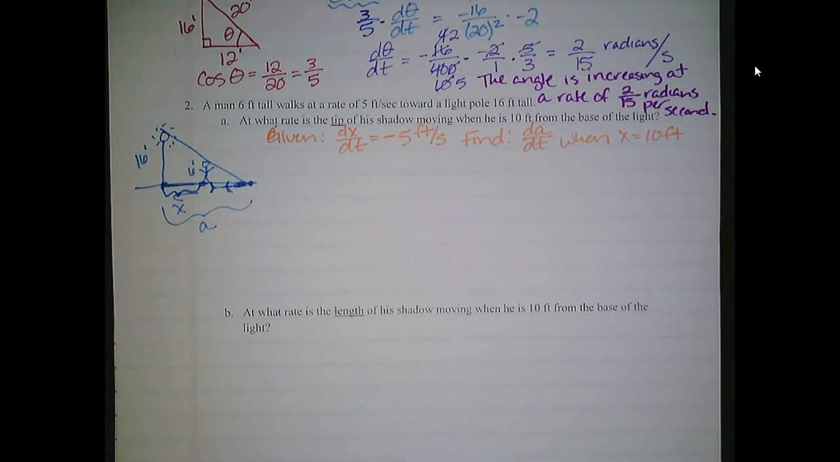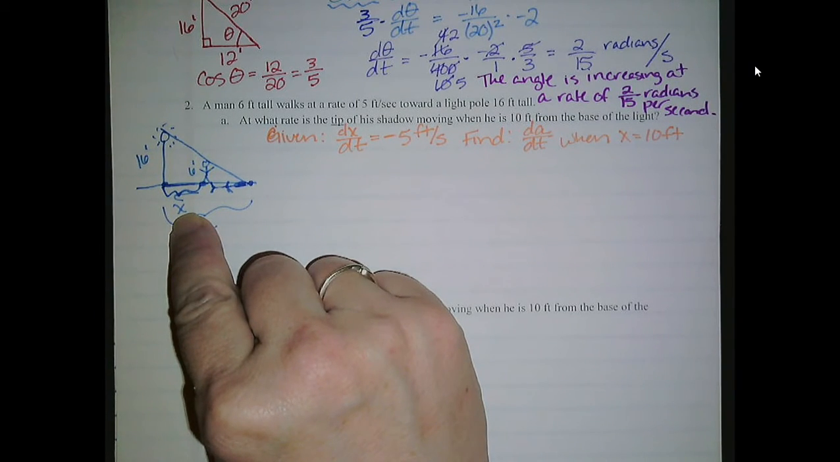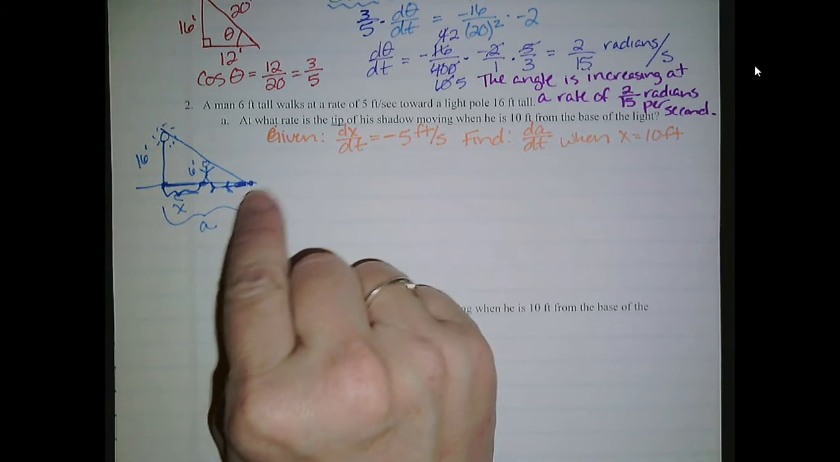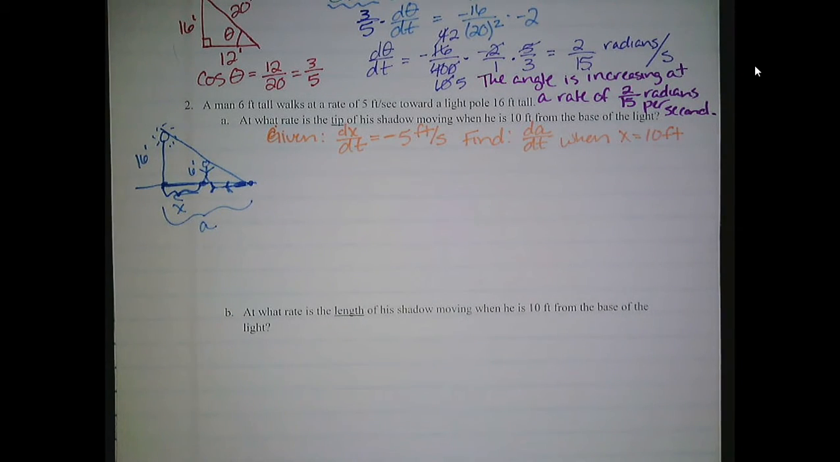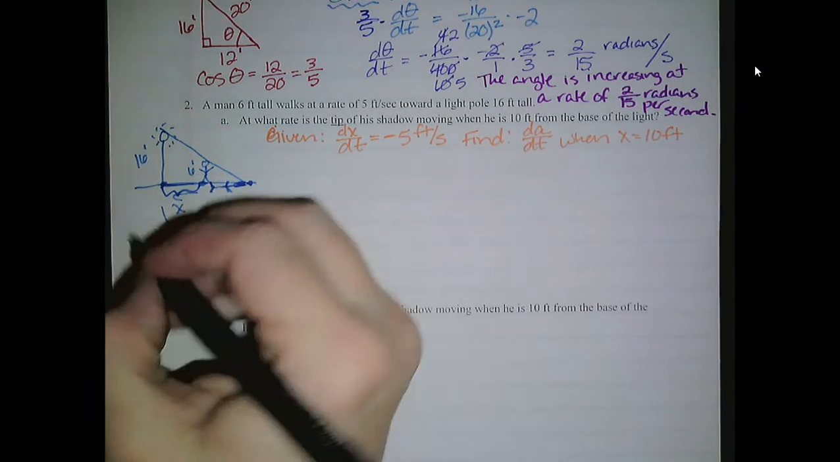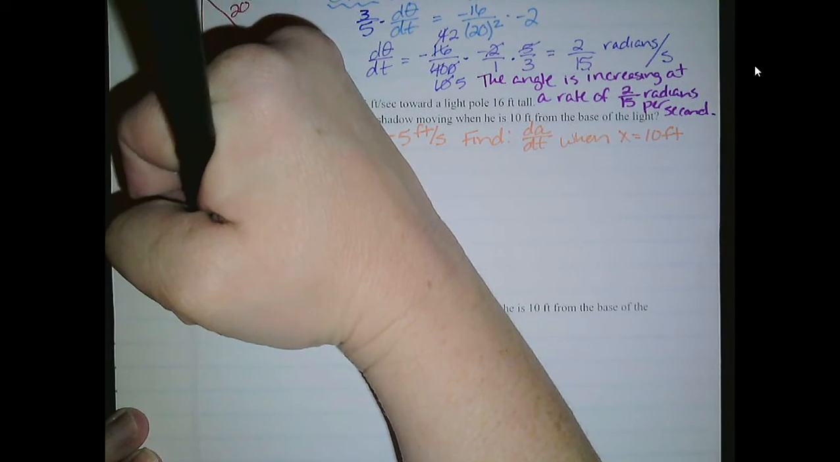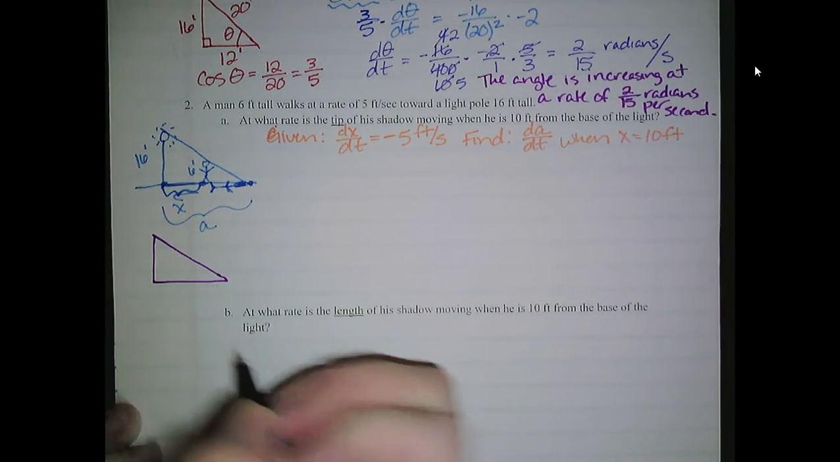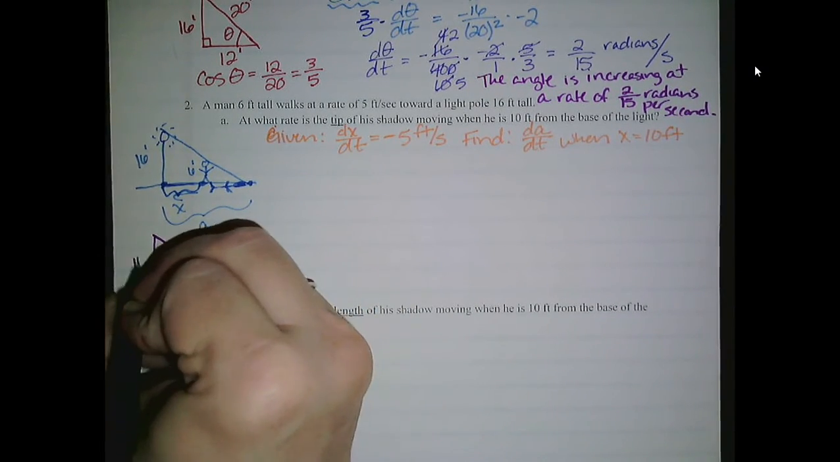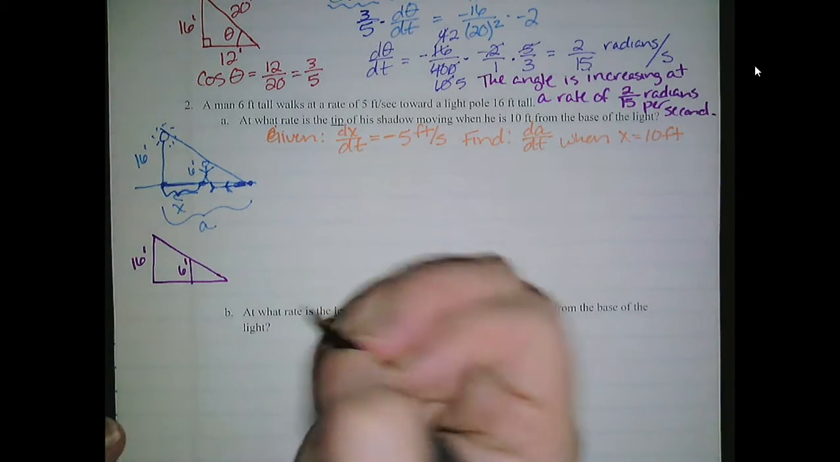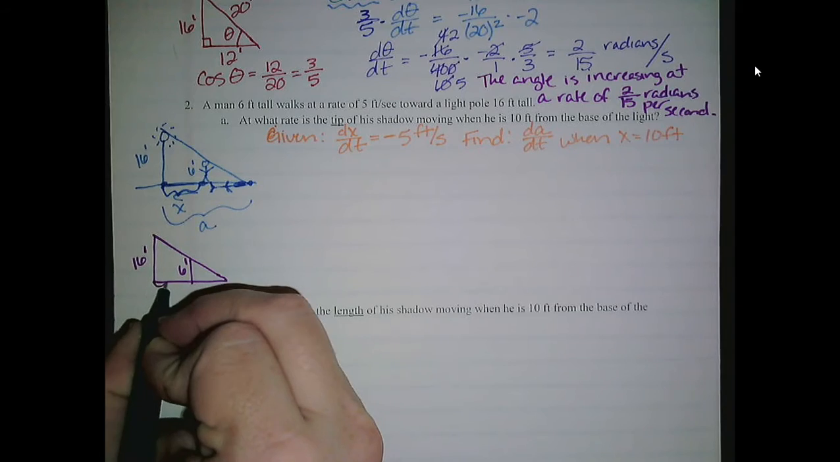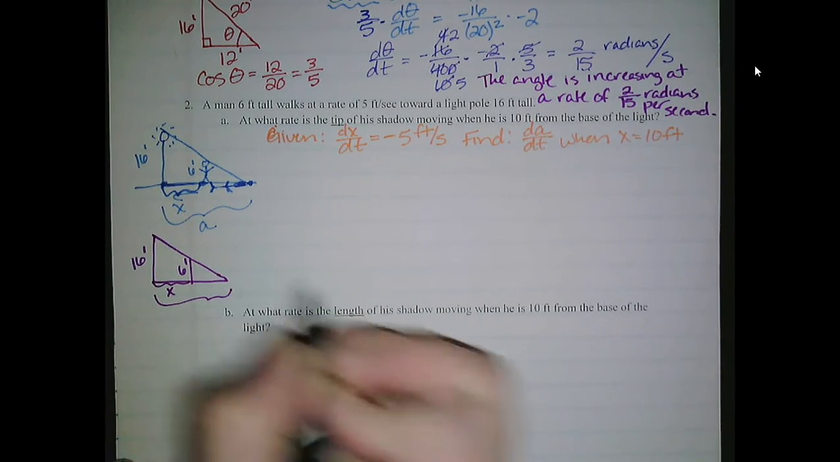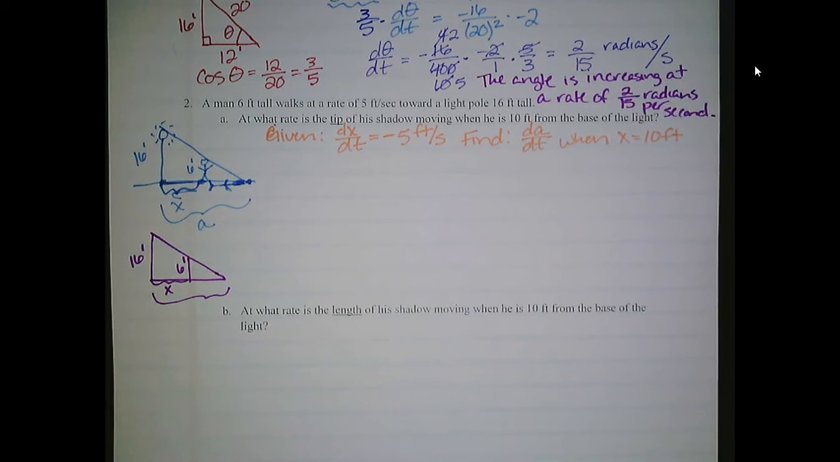So what we need is some kind of relationship between x, how far he is from the light, and a, how far the tip of his shadow is from the light. If I just redraw what's happening here, this is 16 feet, this is 6 feet. The distance from here to here is x. The distance from there to there is a.